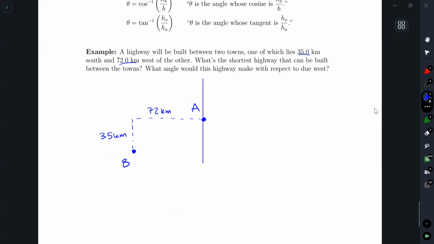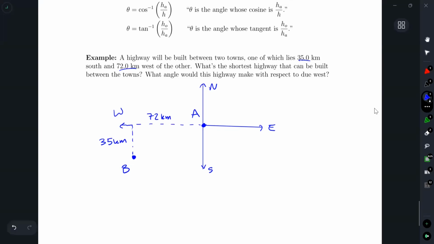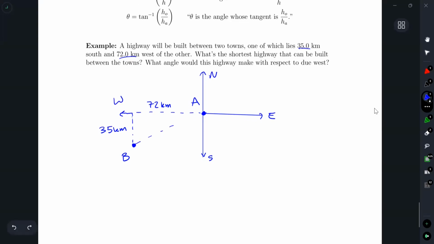I also like to add kind of a compass here to help me keep track of directions. North, south, east, and this direction over here would be west. Okay, so first, the question of the shortest highway between the two towns. How could I find that? Pythagorean theorem. Yeah. So I've got two sides. The shortest highway is going to be a straight line between the two.